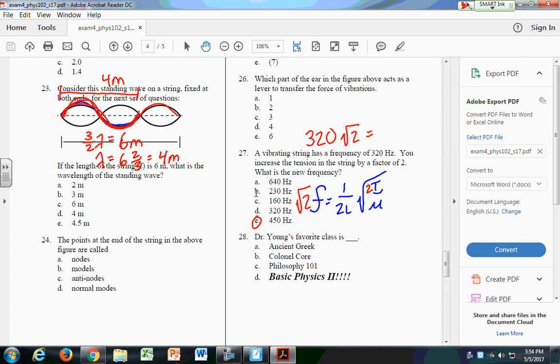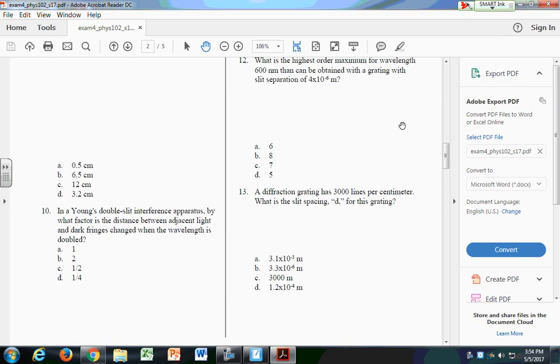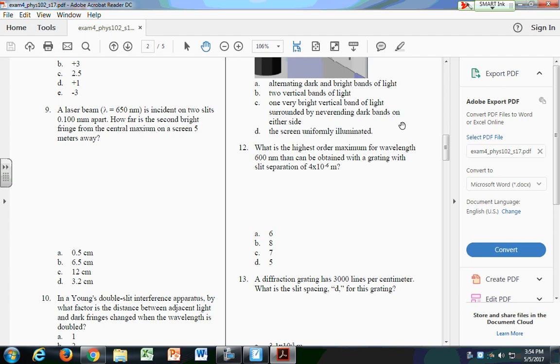Brittany? Number 12, I keep getting 6.67. So I have marked off 7, but if you say an answer is 6, do you not round up on that? Right, you do not round up, because when you're doing the highest order maximum, d sine theta equals m lambda. If theta is bigger than 90 degrees, I get no orders. I don't get any spots, because that light is going off behind the diffraction grating or behind the double slit or whatever it is you're dealing with.